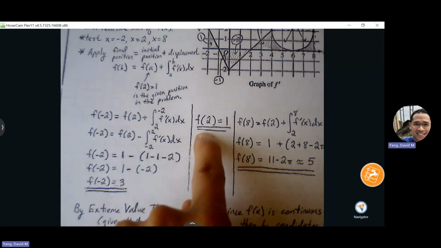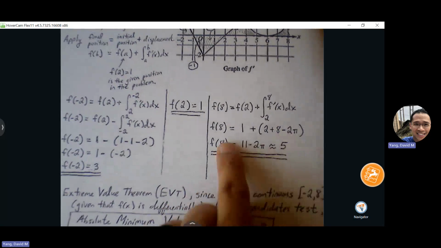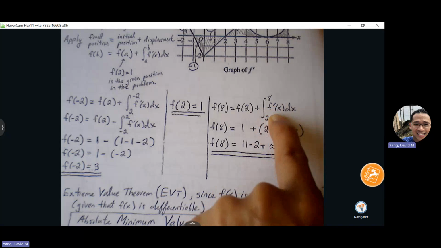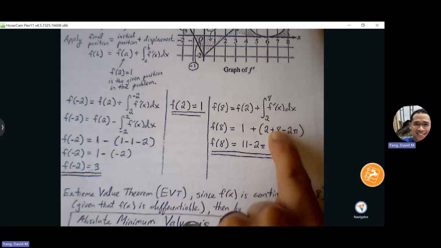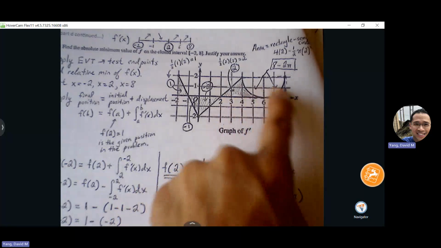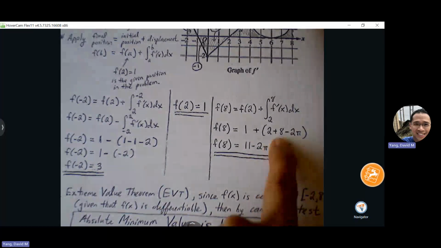F of 2 is 1. That's given to me, so I don't have to do any work there. And then lastly, I need to find f of 8. So f of 8 is f of 2 plus the region from 2 to 8 under f prime. So from 2 to 8, it's the triangle plus this subregion here. So 2 plus 8 minus 2 pi.